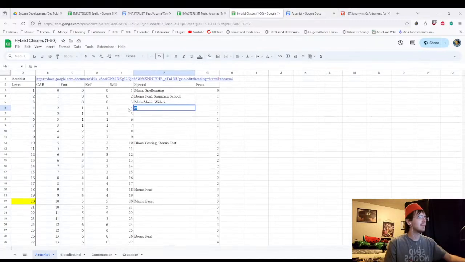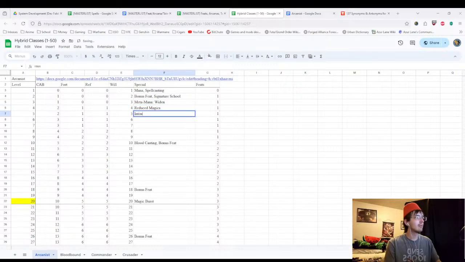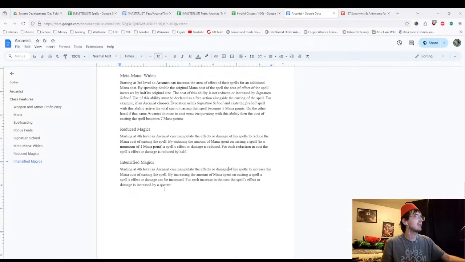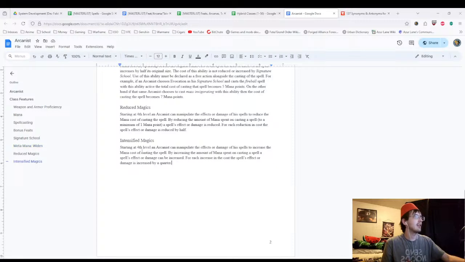If somebody comes up with another. Intensified magics. There we go. Reduced magics, intensified magics. Yes, good. And this needs to be 5th. Okay, cool. And now we move on to level 6.